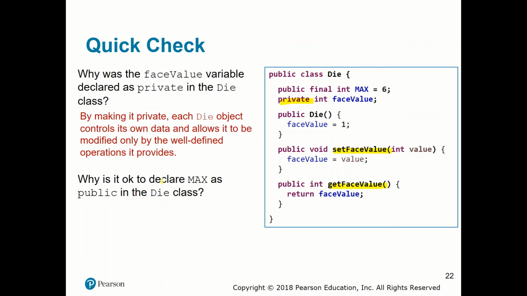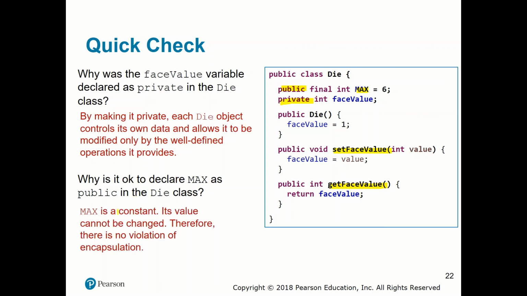And why is it okay to declare MAX as public in the Die class? In the Die class, MAX is declared as public. Usually, we don't declare attributes as public, but this time MAX is declared as public. It is because MAX is a constant. Its value cannot be changed. Therefore, there is no violation of encapsulation.